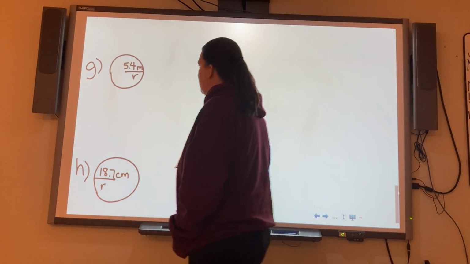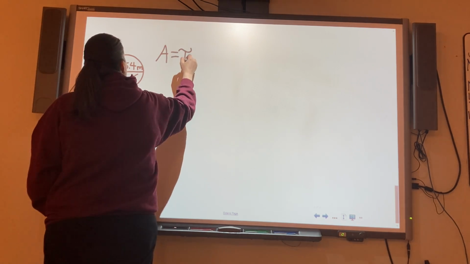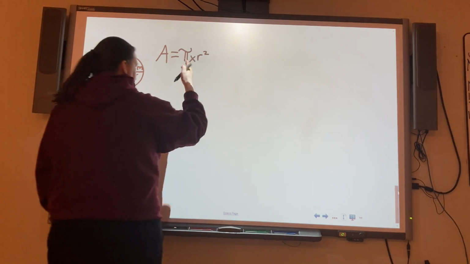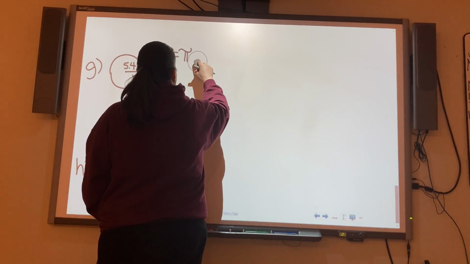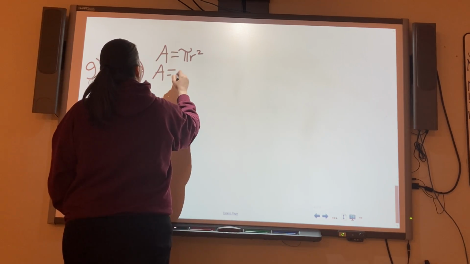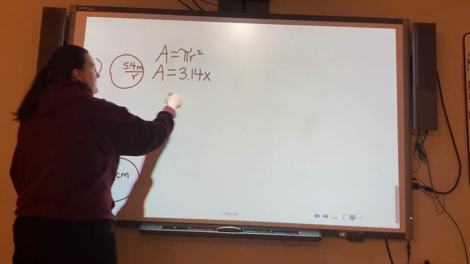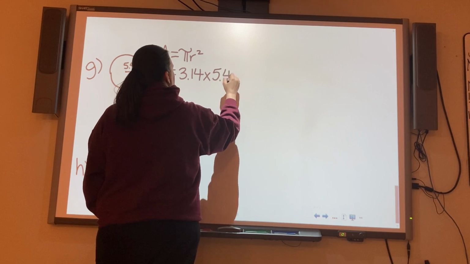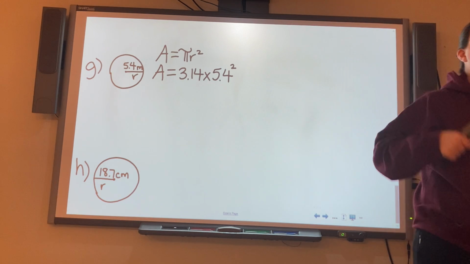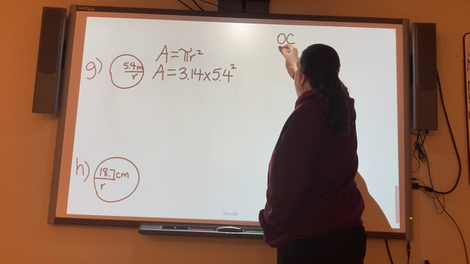All right, so G. Area equals pi times r squared. Or you could just put r squared. Sorry, we've been working with that. My bad. Pi r squared. So area equals 3.14 times, how much is the r? 5.4. There's your radius to the 2. So that means 5.4 times 5.4. Not 5.4 times 2.